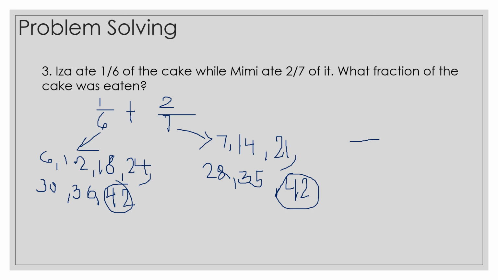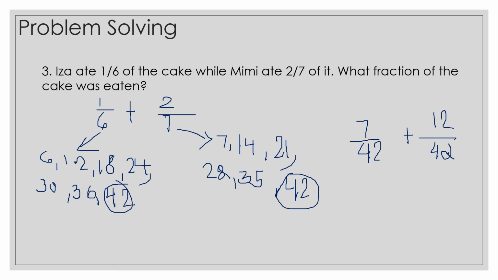And then we have to make it similar fractions. So we have 42, 42. 42 divided by 6 is 7. 7 times 1 is 7. So that will be 7 over 42. 42 divided by 7 is 6. 6 times 2 is 12. 1 over 6, the equivalent is 7 over 42. 2 over 7, the equivalent is 12 over 42.